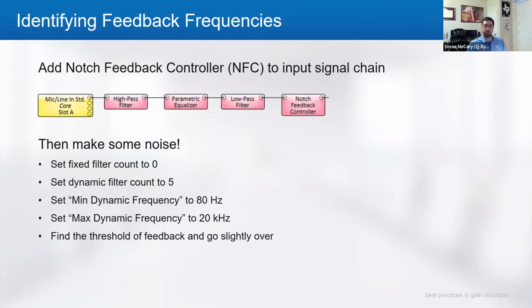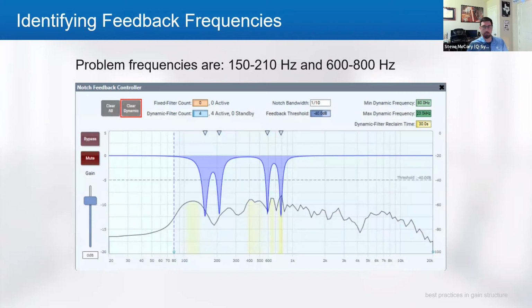All right, so if you are having feedback issues, then we do have a block that is a notch feedback controller. This will typically go after your high pass, low pass, parametric, and it's a pretty simple block to use. You plop it in, set the fixed filter count to 0, give yourself a dynamic of 5, run it from 80 to 20, find the threshold of your feedback, turn it up just a little bit, and then start making some noise.